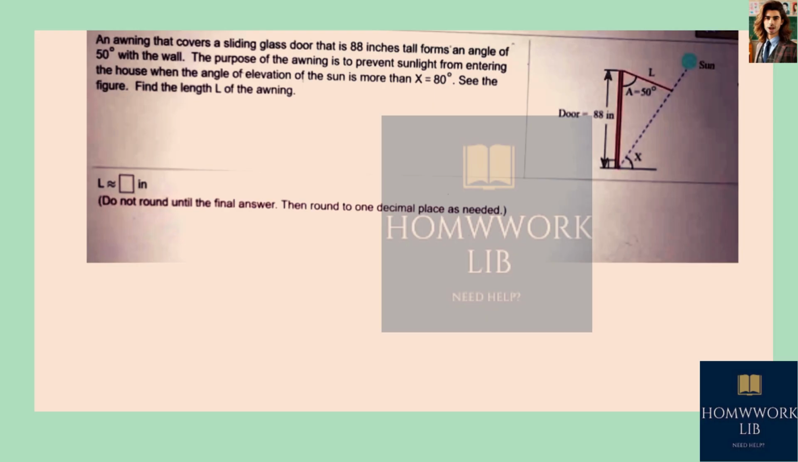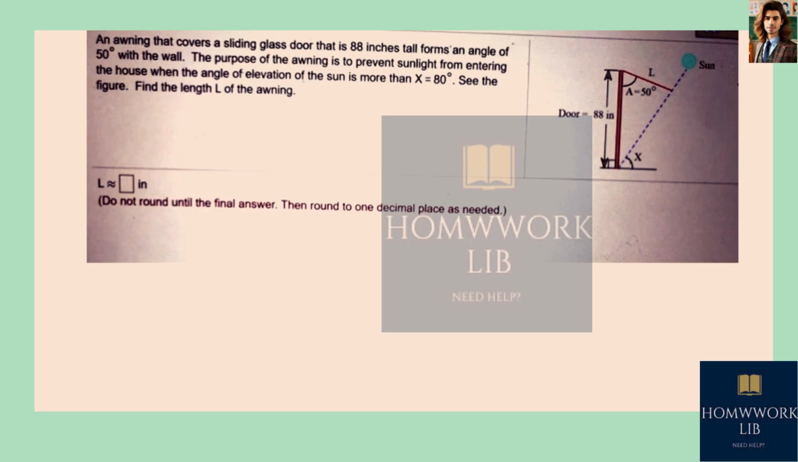An awning that covers a sliding glass door that's 88 inches forms an angle of 50 degrees with the wall. The purpose of the awning is to prevent sunlight from entering the house when the angle of elevation is more than 80 degrees. So we want to find the length of the awning L to one decimal place.